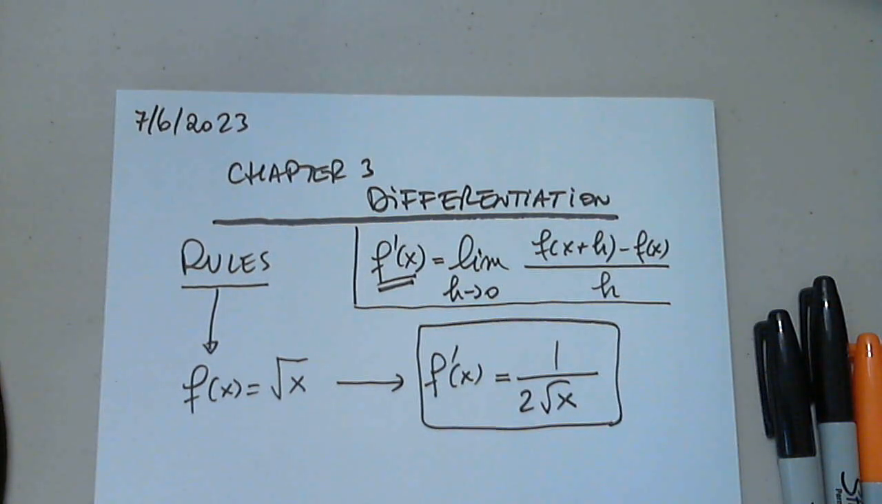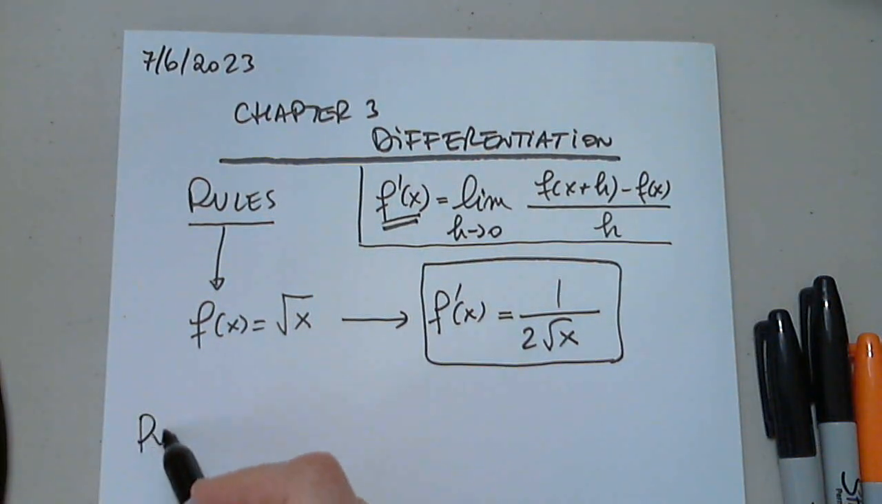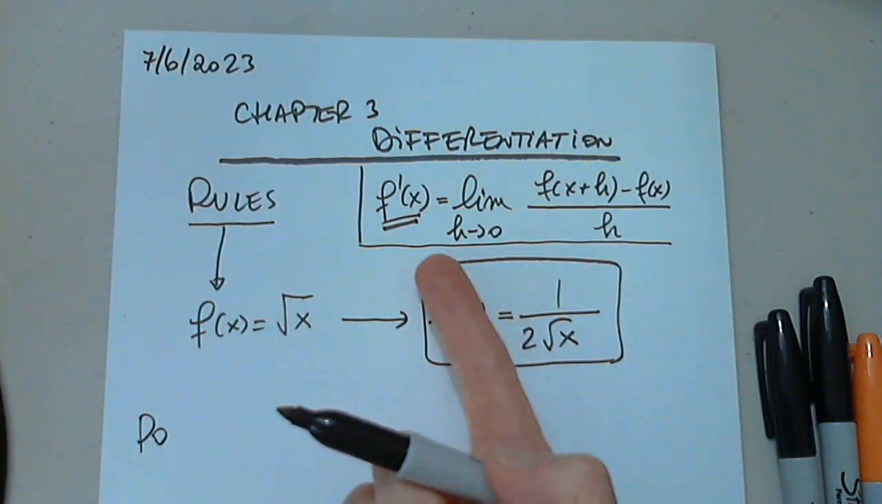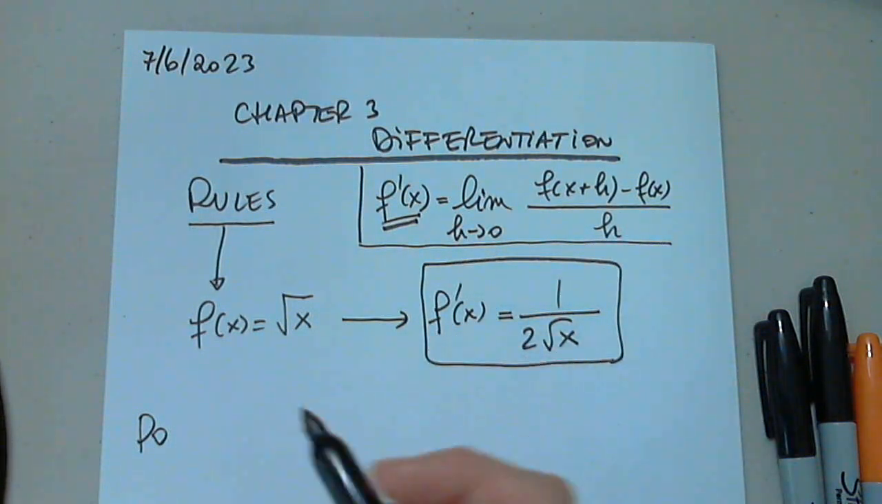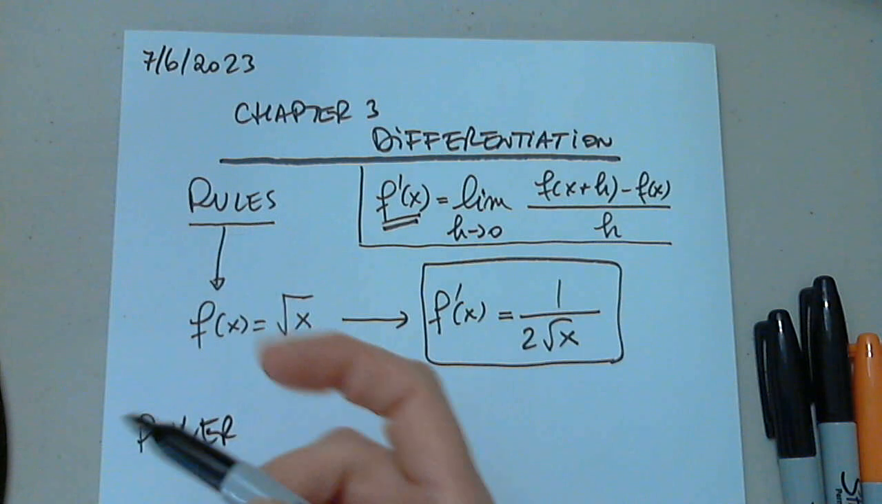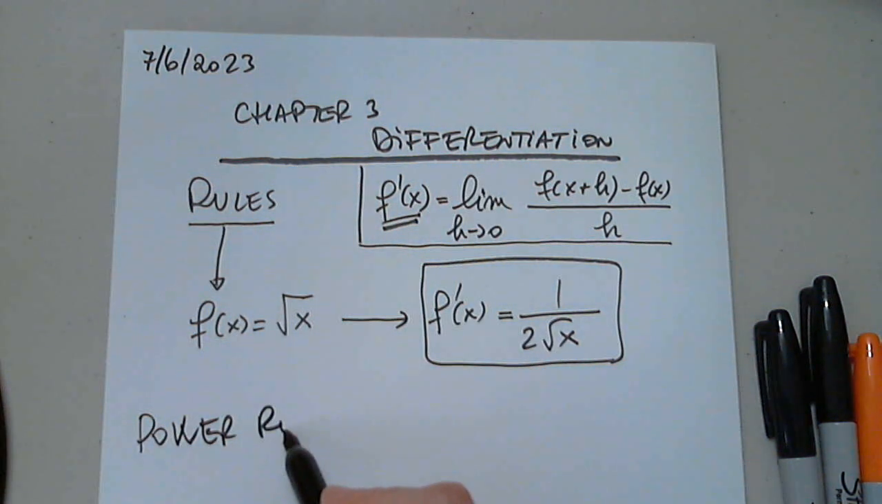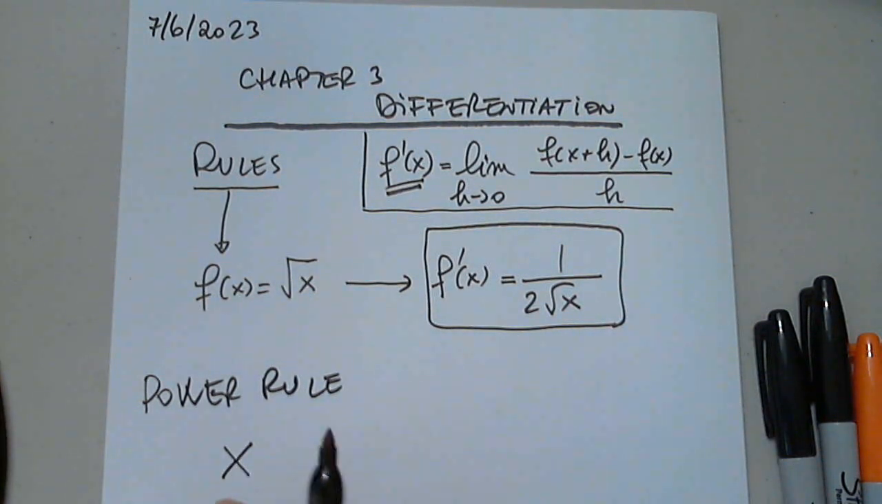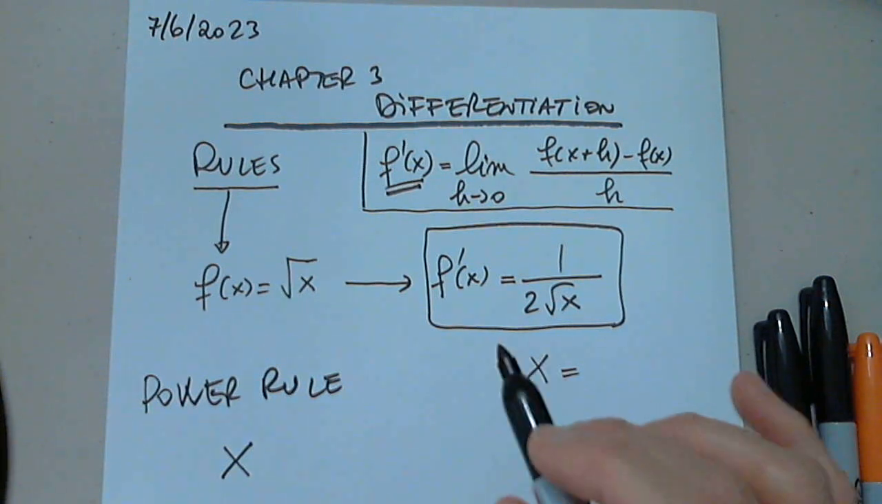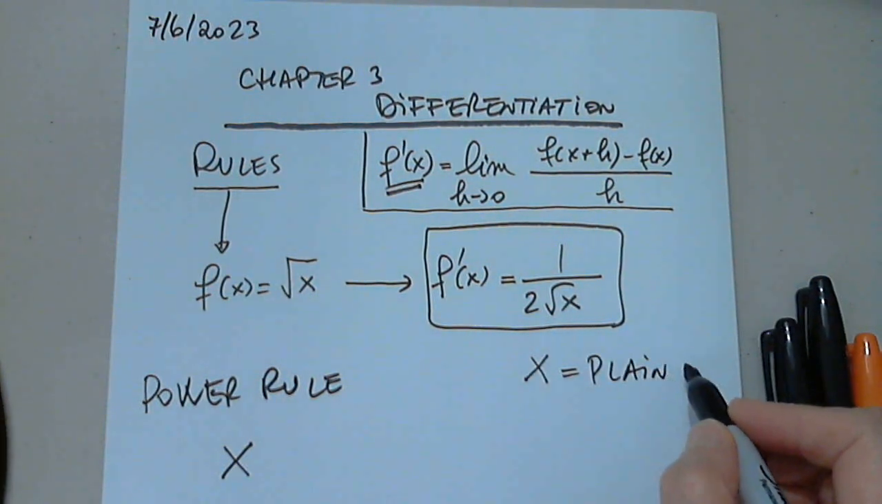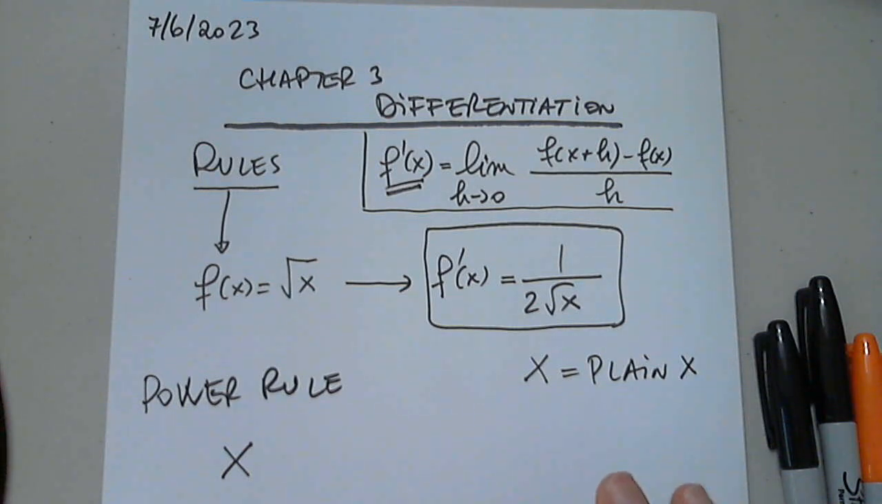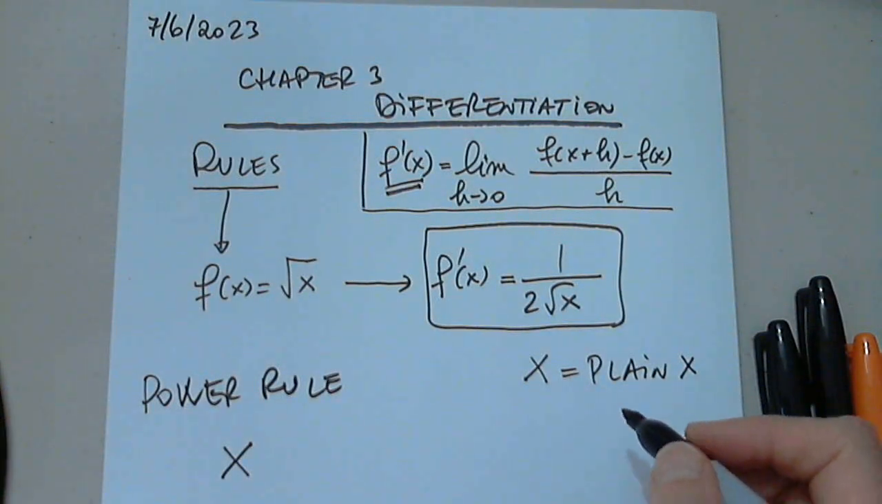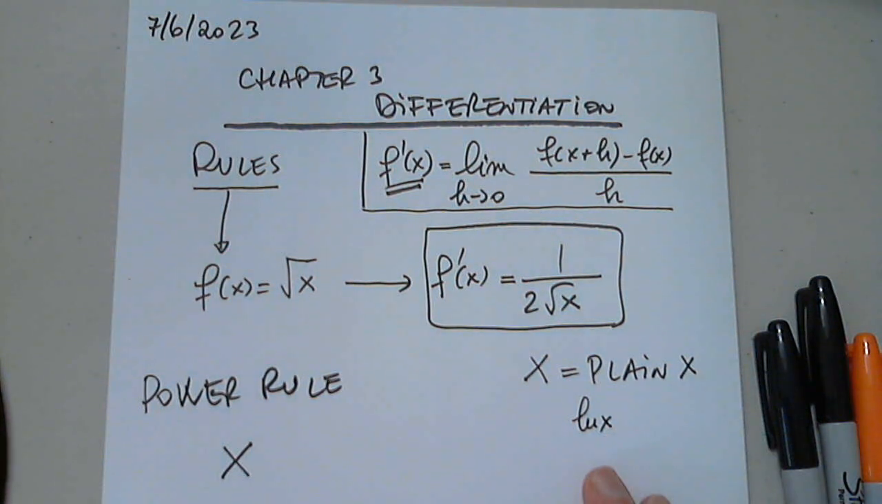Okay. So now let's look at the power rule, which is this. I didn't tell you, but we use the definition to find this. It's the same thing. So the power rule for differentiation says this. When we talk about x, we really mean plain x. I do not mean a function that is, for example, natural log x. This is a function applied to x. No, when we say x, we really mean plain x.